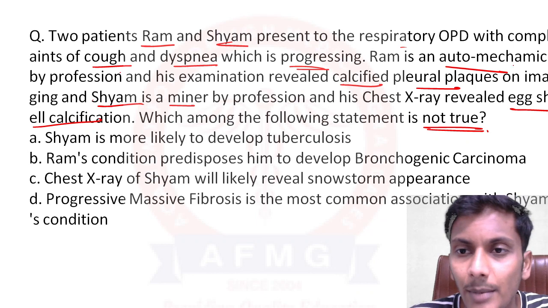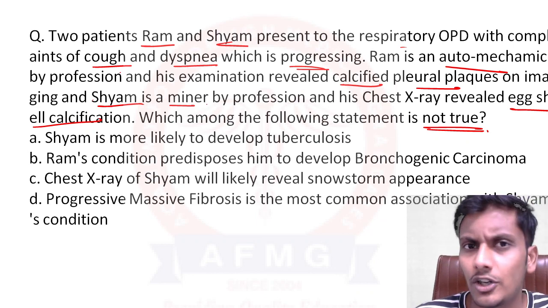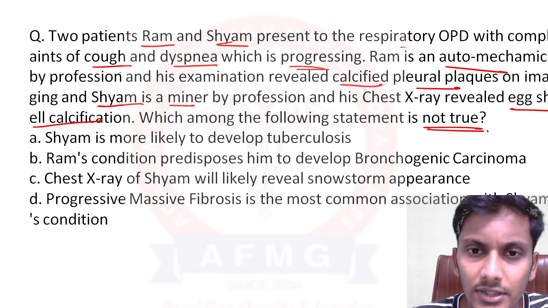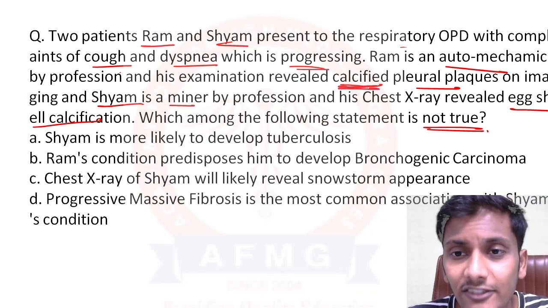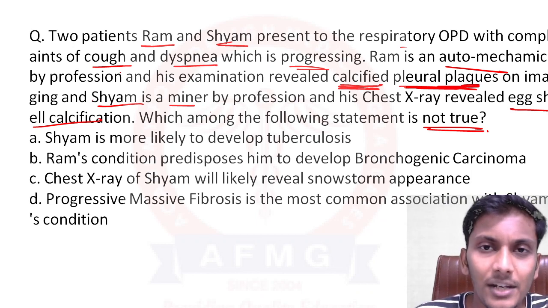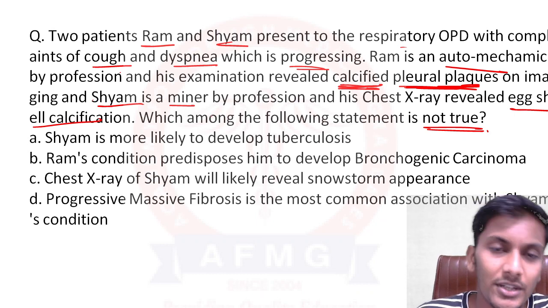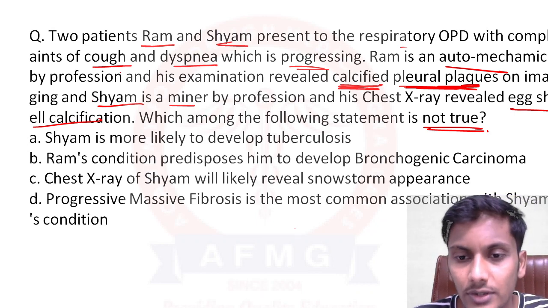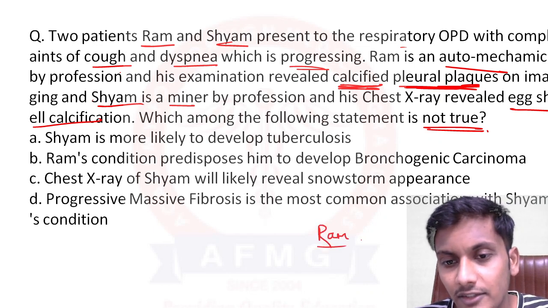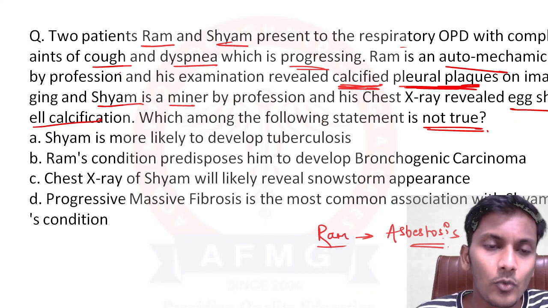So let's see, Ram is an auto-mechanic. Which disease is more common in auto-mechanics? We are not sure, right? So let's see the examination first. Examination revealed calcified pleural plaques on imaging. On a chest X-ray, it reveals calcified pleural plaques, or on a biopsy. So please remember, calcified pleural plaques are very much characteristic of which type of pneumoconiosis? Calcified pleural plaques are a characteristic feature of asbestosis. So Ram's provisional diagnosis is asbestosis. Now moving on to Shyam.